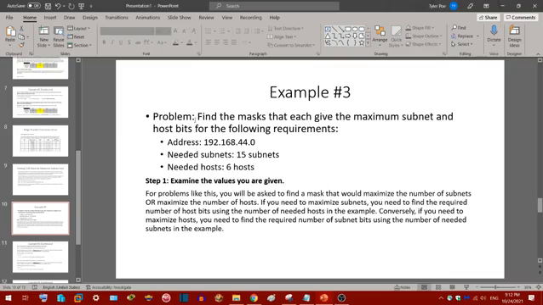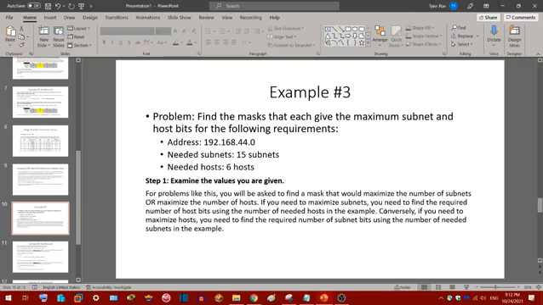So here's another problem. Find the masks that each give the maximum subnet and host bits for the following requirements. For your problems, you'll typically be given an address, the needed subnets, and needed hosts, and just be asked to find one of these, but I'll be demonstrating them both here. Step 1 is to basically just examine the values we were given. For problems like this, you will be asked to find a mask that would maximize the number of subnets or maximize the number of hosts.